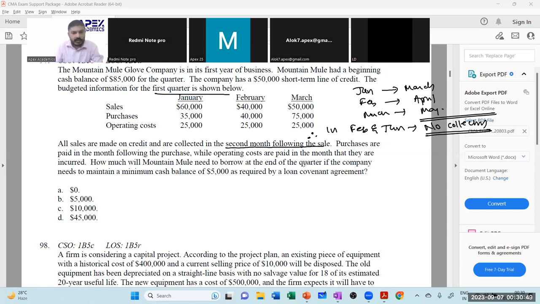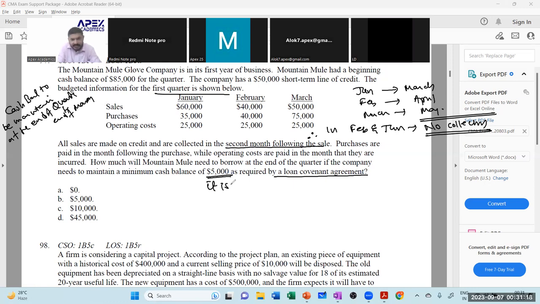How much will Mountain Mule need to borrow at the end of the quarter if the company needs to maintain a minimum cash balance of 5,000 as required by a loan covenant agreement? It needs to maintain it at the end of the quarter. They do not need to maintain this at the end of every month. The cash balance of 5,000 is clearly mentioned to be maintained at the end of the quarter, meaning at the end of March. It is not monthly.